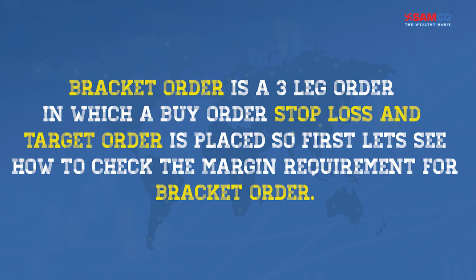So let's begin. Bracket order is a 3-leg order in which a buy order, a stop loss and a target order is placed. So first, let's see how to check the margin requirements for bracket order.